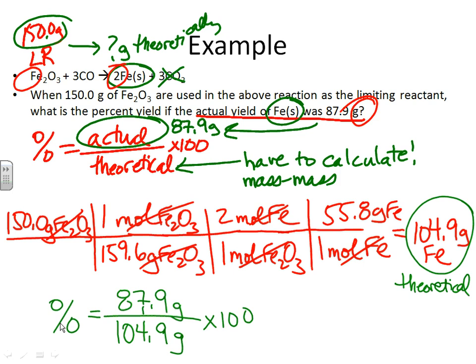When we do this work out, taking it to 4 significant figures, 3 based on the 87.9, 3 sig figs, I get a value of 83.8%. 83.8% for the percent yield. So the theoretical yield was 104.9, which we had to calculate. The actual yield was 87.9. It was supplied in the problem. Compare the two. Actual divided by theoretical times 100, that's your percent yield.